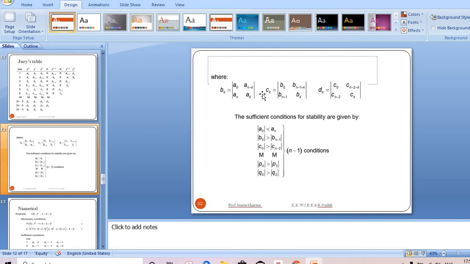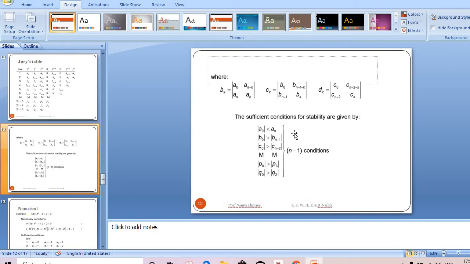And from this, the sufficient conditions for stability are given this way. These are known as the n minus 1 conditions. The first condition is that A0 must be less than An. B0 should be greater than Bn minus 1. And C0 should be greater than Cn minus 2.